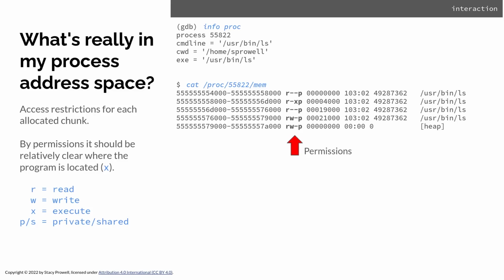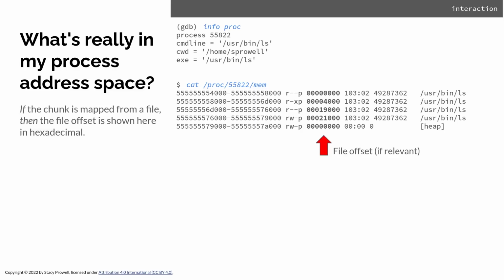Over here are the permissions: read, write, execute, and then pages can be private or shared, right? Most of them are going to be private. Something like a shared library that you're sharing among many different processes might then be shared. Here's the offset into the file if the thing we're talking about comes from a file. And for those first ones, you see they come from /usr/bin/ls, and so they actually do have a relevant file offset. Heap, however, does not.